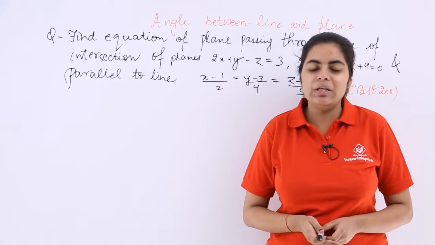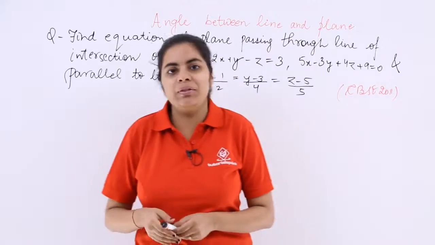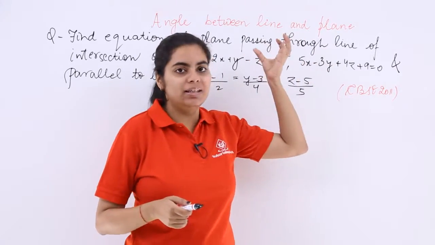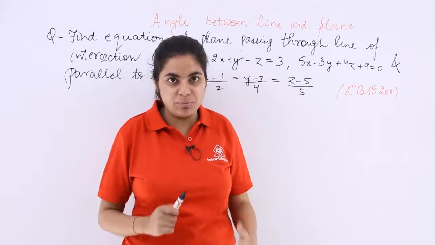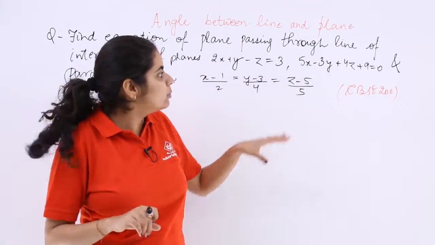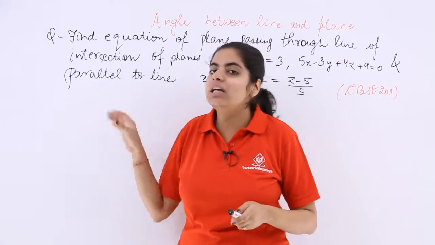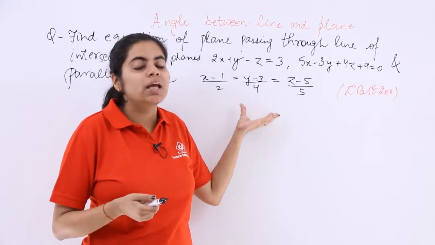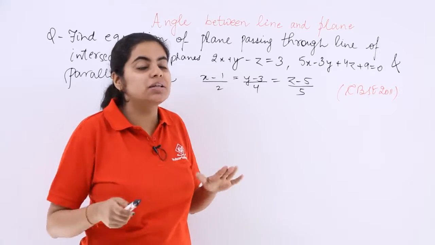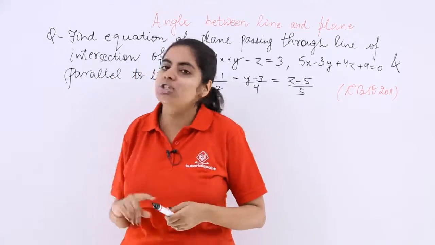A CBSE examination 2011 question. Find the equation of the plane passing through the line. So we have to find the equation of a plane. We have been given the line of intersection of these planes, the first plane and the second plane, and parallel to the line. So this question has the facts given about two planes and one line, and we are supposed to find the equation of a plane.